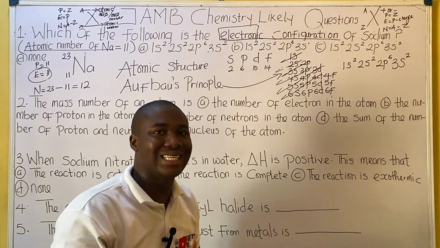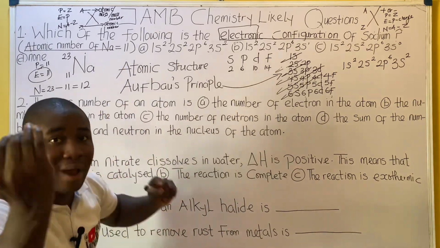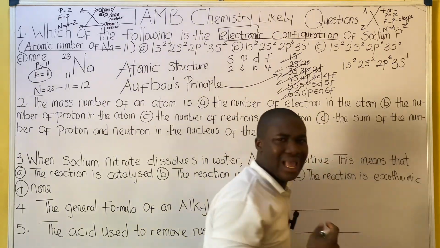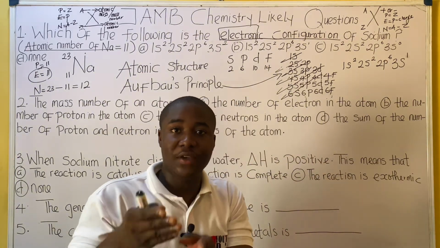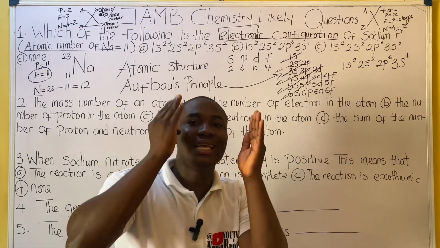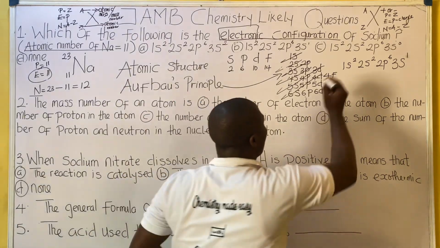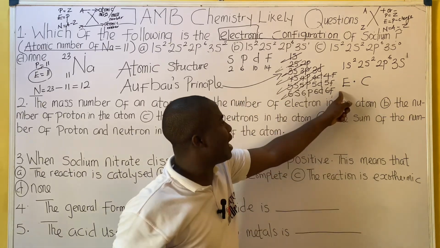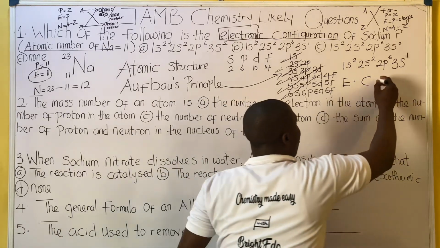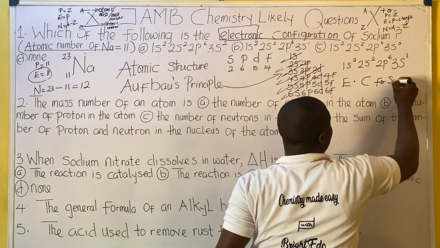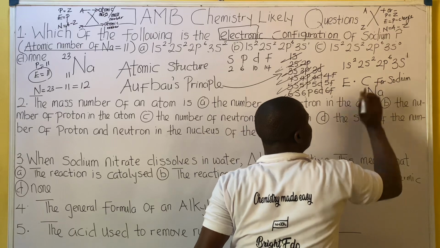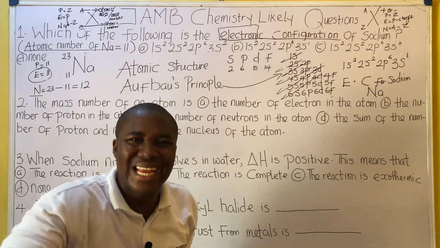Because it has exceeded the number they gave us, we have to reduce this number, and it's going to be 3s1. So I believe if it is 3s1, then it is actually the electronic configuration, the EC. EC means electronic configuration for which element? Sodium. So specifically what sodium? Neutral sodium, sodium without any charge.